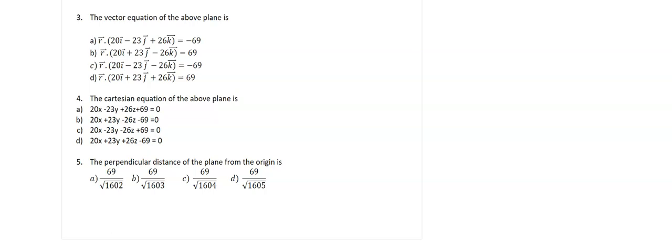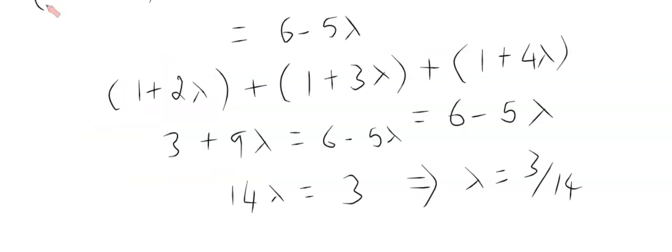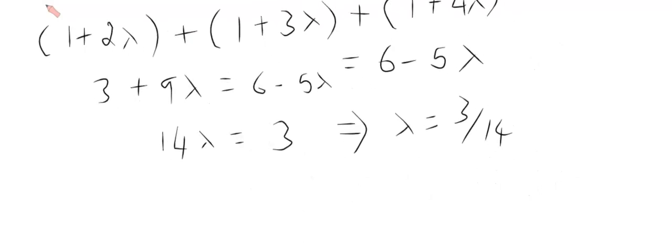B, r vector dot 2i vector plus 23j minus 26k is equal to 69. C, r vector dot 20i minus 23j minus 26k is equal to minus 69. And D, r vector dot 20i plus 23j plus 26k is equal to 69. So now having found out the value for lambda, we substitute in the previous equation.